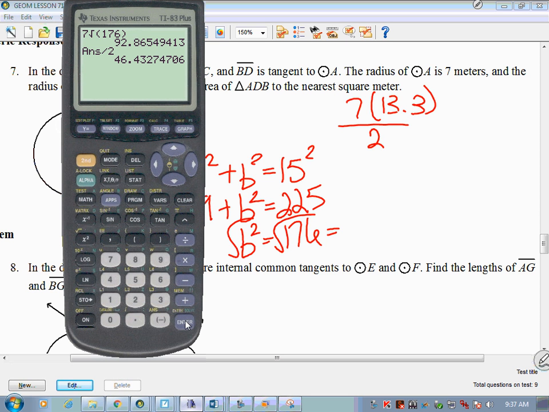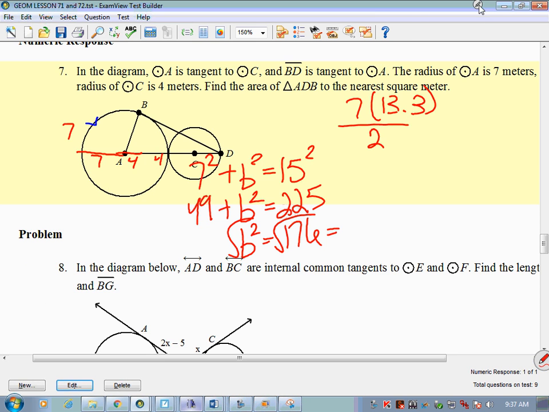And that's enough that if you were rounding to the nearest square meter, rounding 13.3 or rounding up to 13.3, you would have written down 47 instead of 46. Right? At 46.4, we round down to 46. Okay? So it's a little bit of a tricky place. So we want 46 meters squared for that answer.